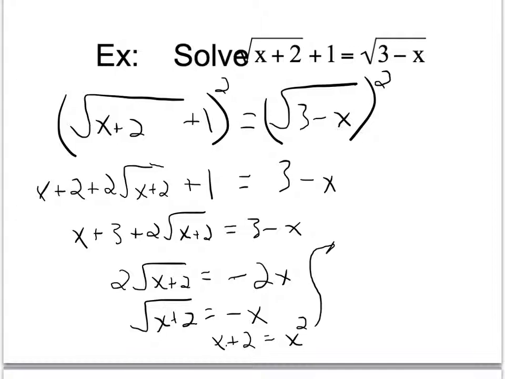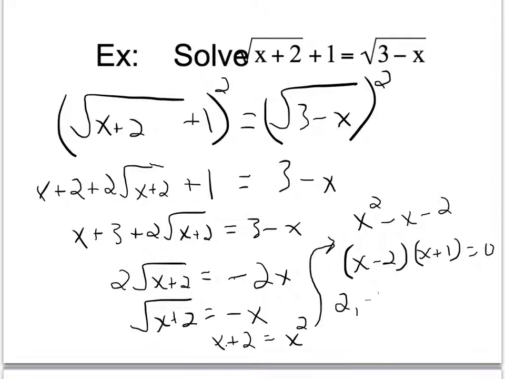If I keep going, I'm going to subtract an x and subtract a 2. So let's move this up here: x squared minus x minus 2. Can I FOIL this out? The answer is yes, I can. I'm going to get x minus 2 and x plus 1, and that's equal to 0. So my answers could either be 2 or negative 1.